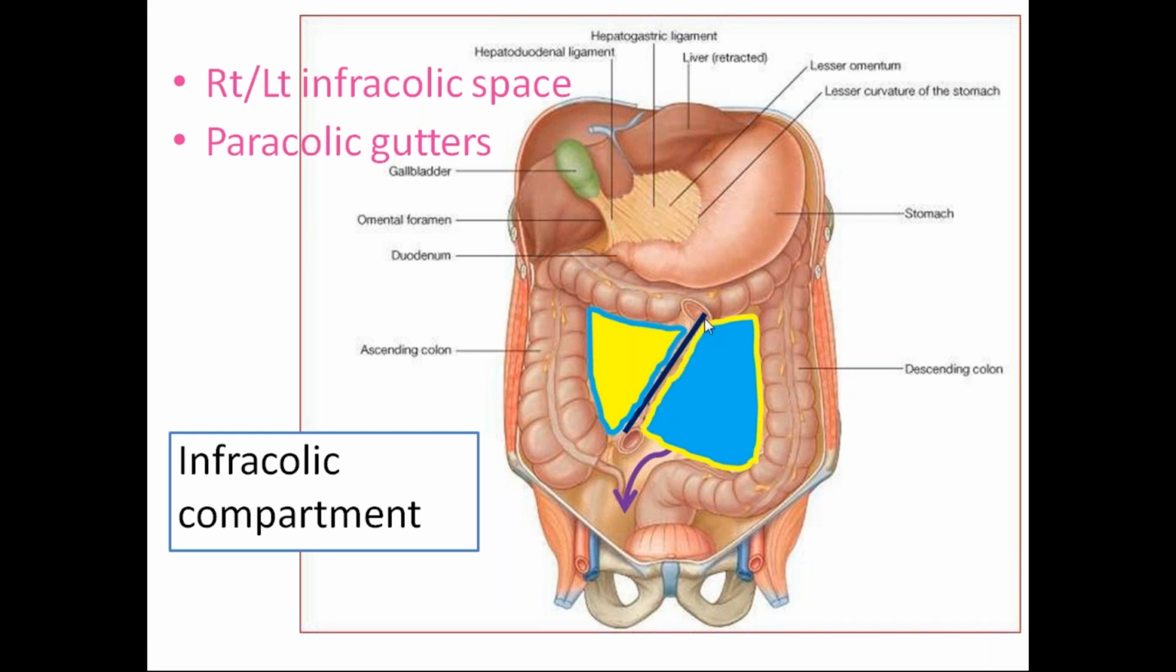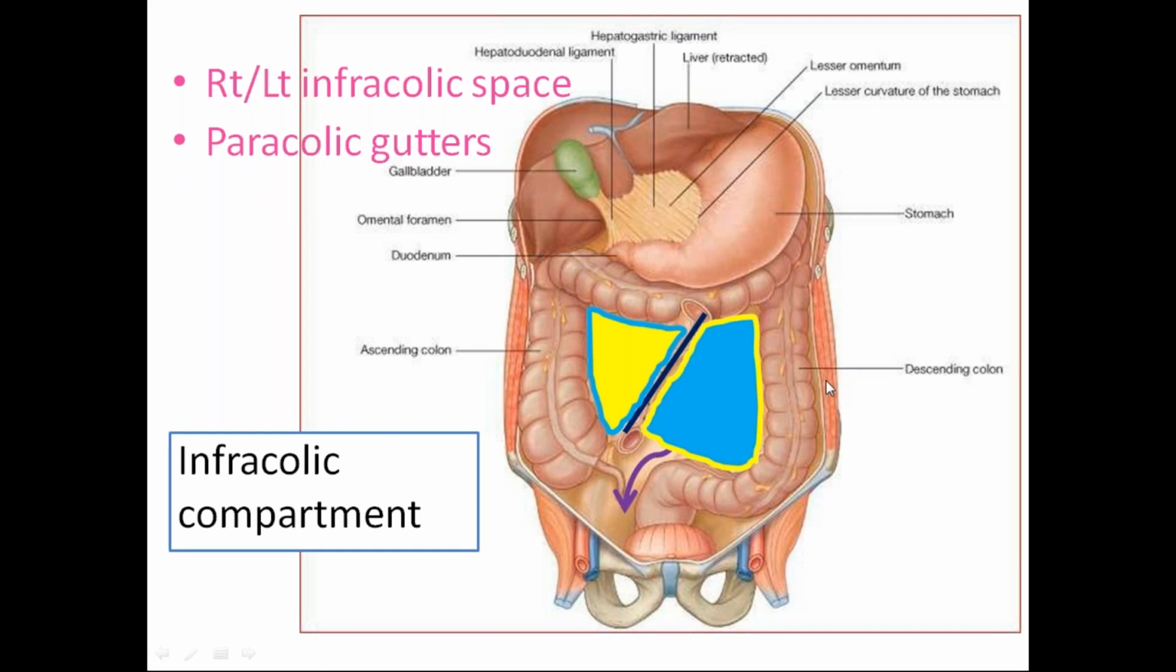The infracolic compartment is again divided by the mesentery, the root of the mesentery, attachment of root of mesentery into right infracolic space. Yellow color one is the right infracolic space and the blue color one is the left infracolic space. Other than this, the space just on the lateral side of ascending colon is right paracolic gutter, and on the lateral side of descending colon is the left paracolic gutter.